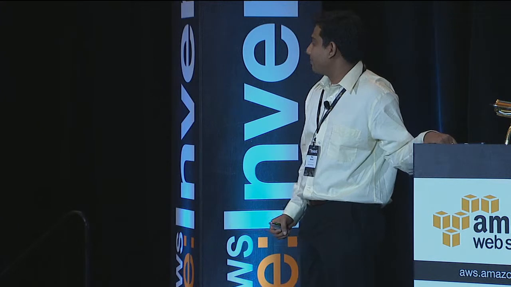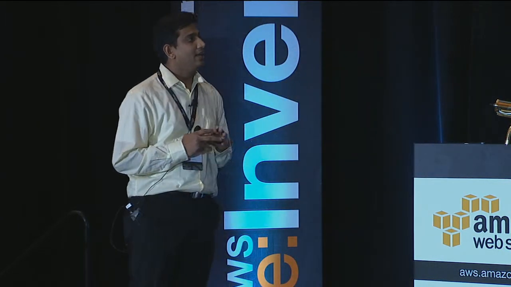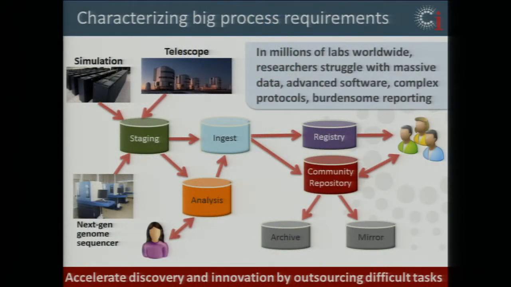Right, so you can see this is how we see science getting done. I had some representative science experiments there. There's a big telescope that's going online in a few months, and there's genome sequencing. As you probably already know, the amount of data generated by these sequencing machines is growing exponentially, and there are a lot of supercomputers generating a lot of data from simulations. I'll take one of those use cases and talk a little more about it. As you can see, each of these processes has multiple data management activities. They do staging of data, they do ingest, they do analysis, and then finally they archive it for the future.